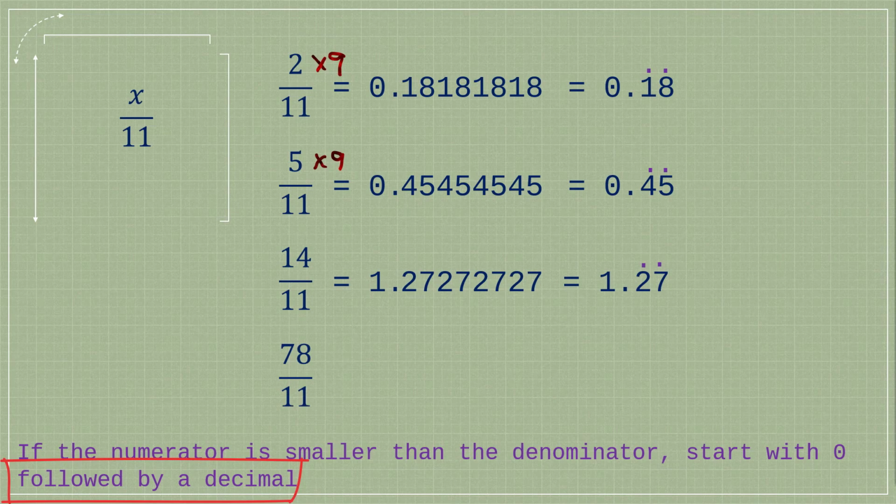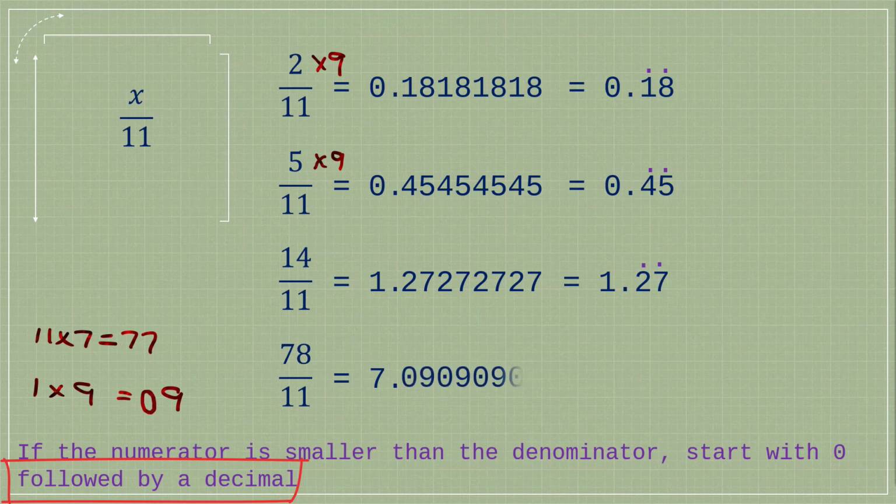78 over 11. We know 11 times 7 is 77. So we write 7 and the remainder is 1. We multiply 1 by 9 and you get 9. One thing to remember is that we have to express it as a 2-digit number. So we don't write 9, we write it as 09. And it's that easy to express fractions of 11 and 9 as a decimal.